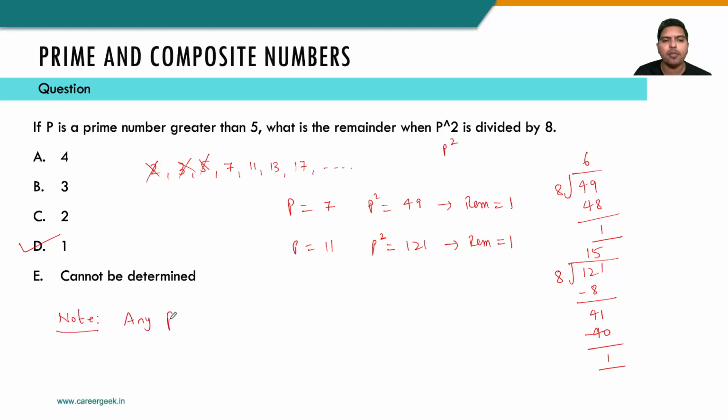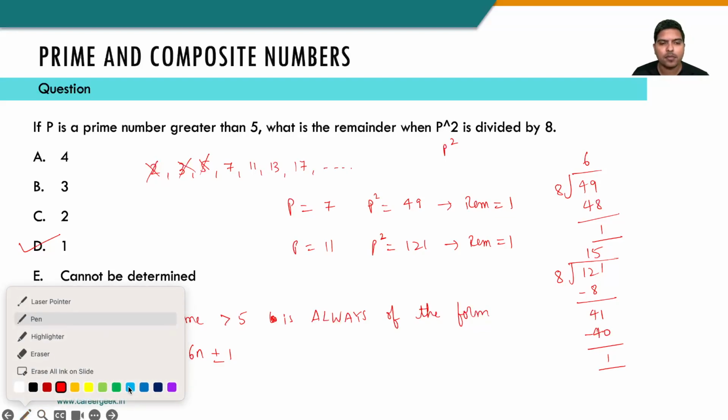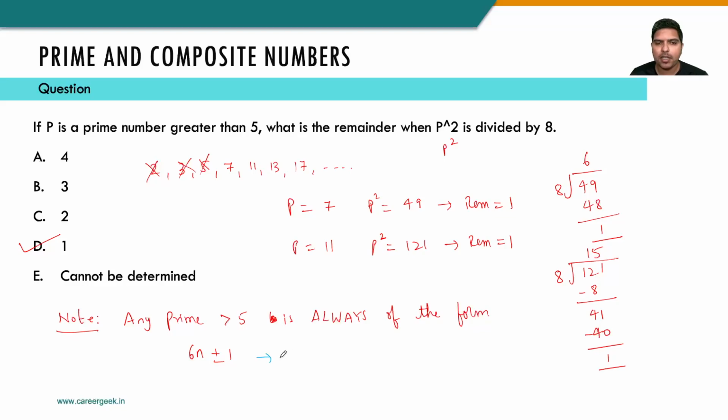Basically, any prime greater than 5 is always of the form 6n plus or minus 1. Now what does that mean? Any prime number greater than 5 is a multiple of 6 plus or minus 1. For example, you take 7, right? 7 is 6 plus 1. The next, 11, is 12 minus 1. 13 is 12 plus 1, right?